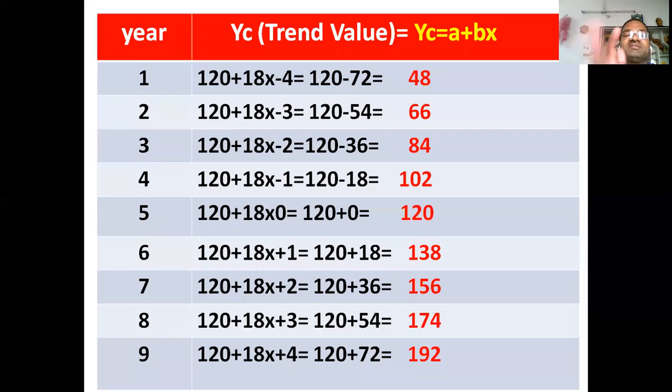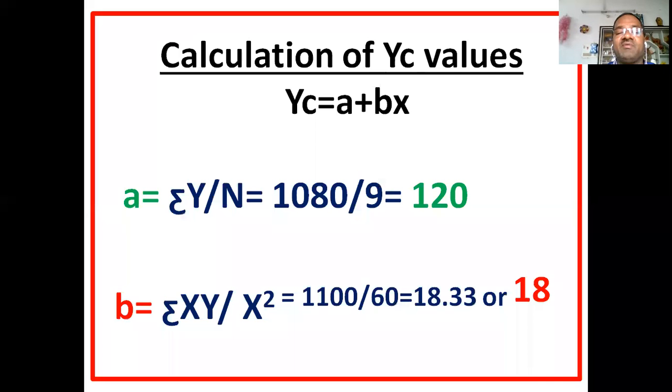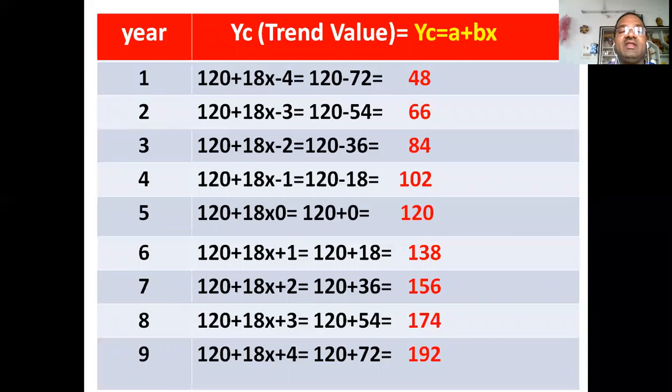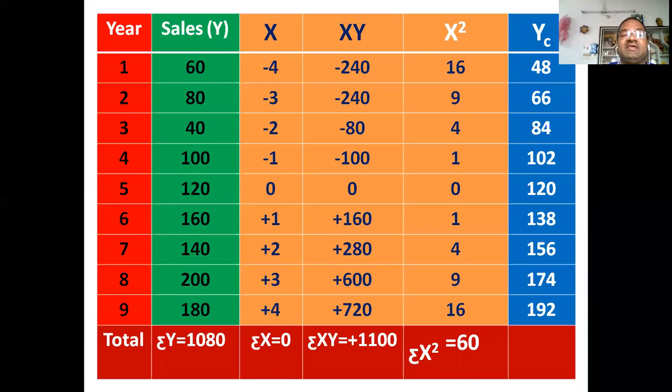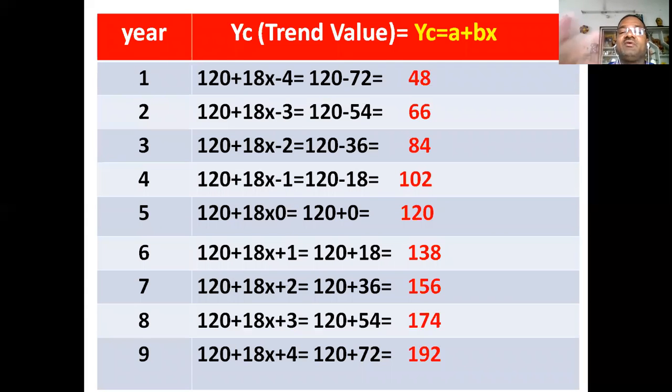Then you calculate YCs in a rough. How can you calculate? Here separately we can calculate. YC is equal to A plus BX. This is the formula we use. YC is the value we have to calculate. A is 120 plus B, and B value we have already calculated from the previous slide, that is 18, into X. X values we will take from our previous slides. The X values are already there in the negative region: minus 4, minus 3, minus 2, minus 1, 0, and in the positive region, plus 1, plus 2, plus 3, plus 4. By using them, we can calculate this.